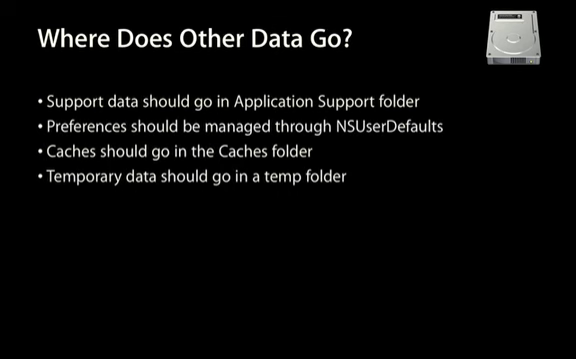Finally, there's other stuff. Sort of optional data that maybe accumulated along the way as the user uses your application. This is the sort of thing that you can put into the user's application support folder. Application preferences should just be managed through NSUserDefaults. Let it worry about where to put it. If you're generating cache data, there's a special folder for that, the user's caches folder. And finally, if you have the need to create temporary data, you should use a temp folder for that.